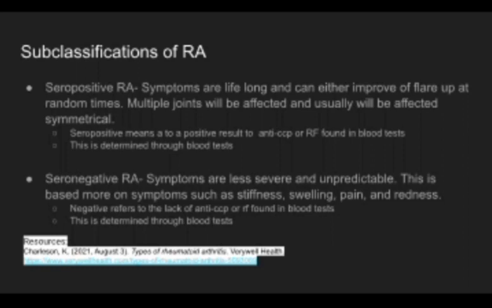With seronegative RA, symptoms are less severe and unpredictable. This is based more on symptoms such as stiffness, swelling, pain, and redness. Negative refers to a lack of anti-CCP or RF found in blood test.